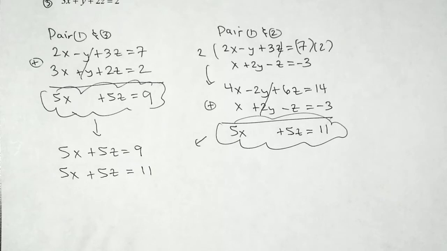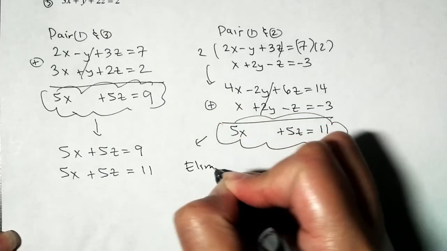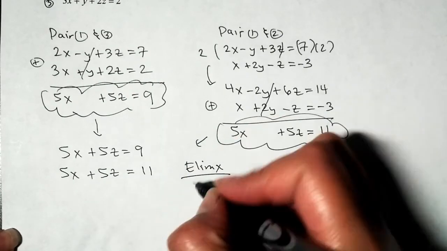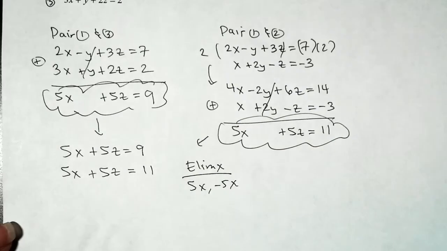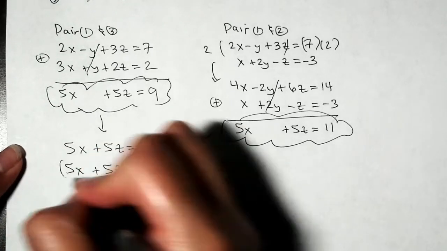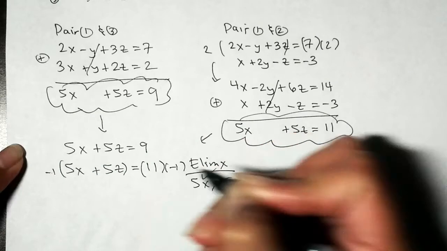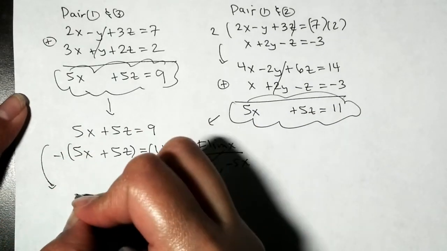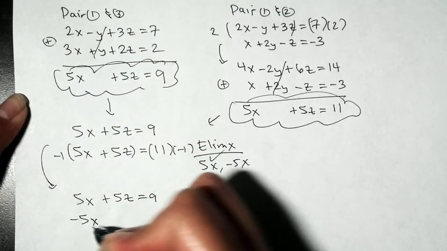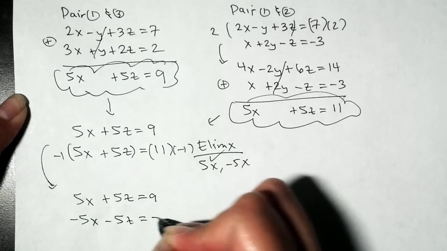Okay, so which variable should we eliminate? It doesn't really matter. They're both 5, so let's eliminate x. The x coefficient is 5, so we want a positive 5 and a negative 5. We already have plenty of positive 5s. We want to get a negative 5, so I'm going to multiply the bottom equation by negative 1. The top equation is cool, and that will leave us with 5x plus 5z equals 9, and the bottom equation gives you negative 5x minus 5z equals negative 11.